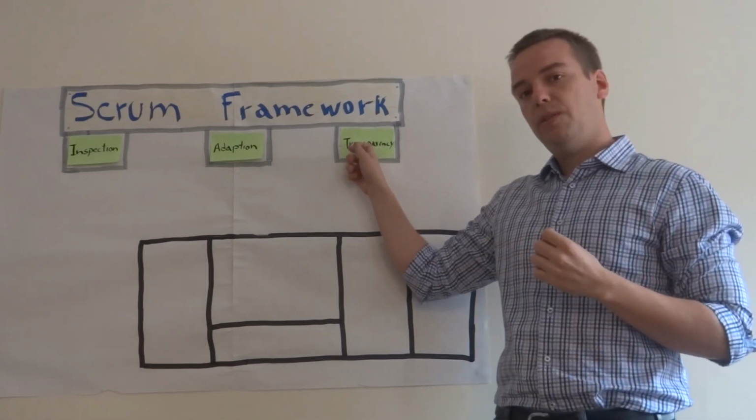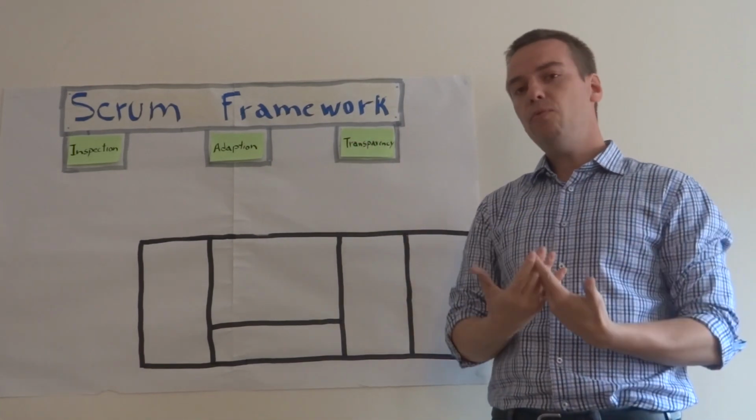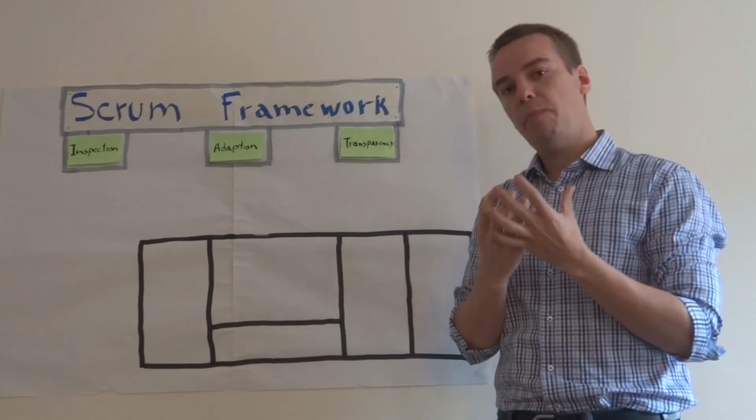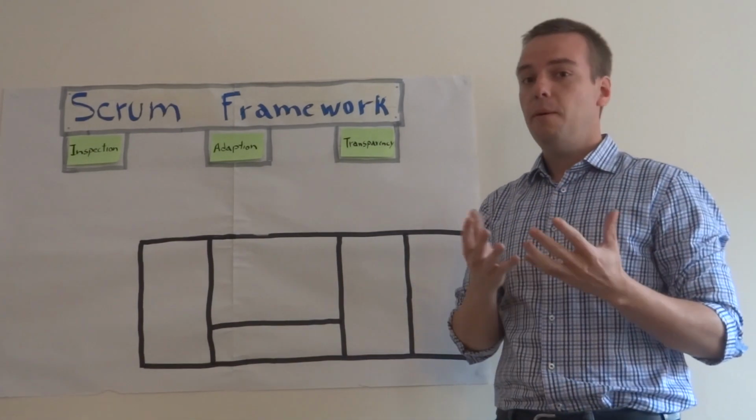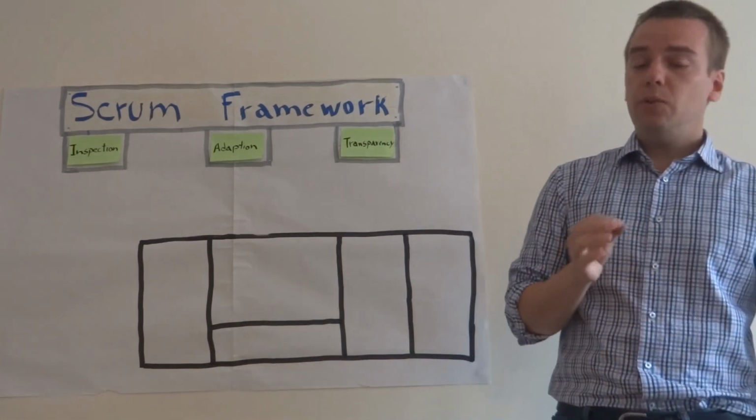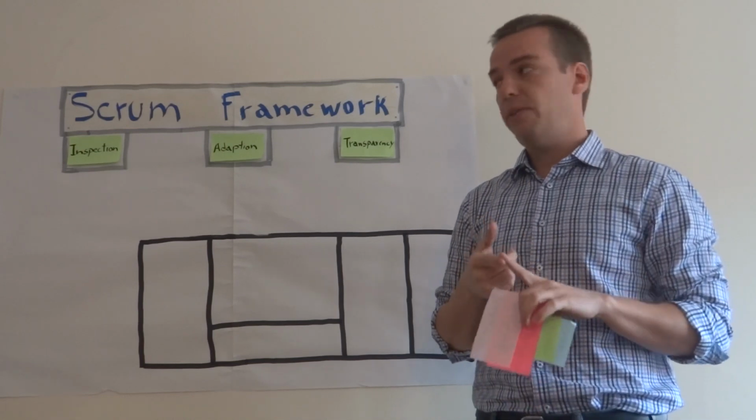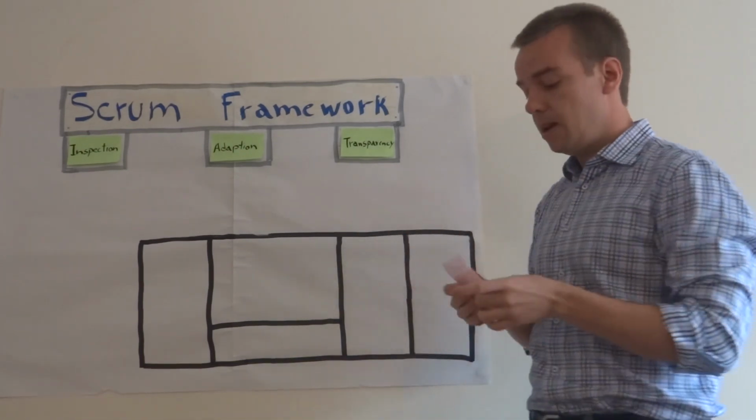And we should have transparency. What does it mean? Everyone should have the same common understanding. Everyone should be on the same page so that we can avoid misunderstandings. Scrum is based on roles, rules, events, and artifacts. And we're gonna see them now.